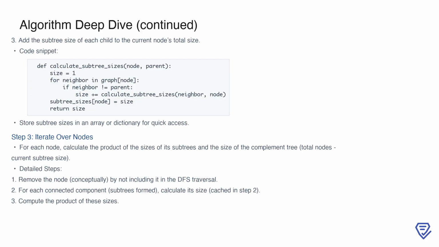Conceptually, we remove a node by excluding it from the DFS traversal. This divides the tree into multiple connected components, or subtrees. For each of these subtrees, we use the pre-computed sizes to calculate the product of their sizes. Additionally, we consider the size of the complement tree, which is the total number of nodes minus the size of the current subtree, to include all components in the score calculation.